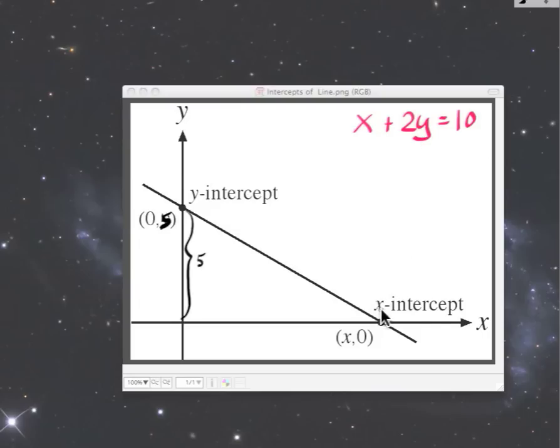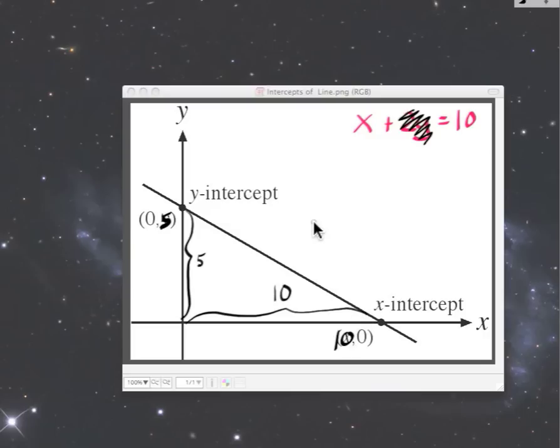I'm going to find the x-intercept by letting y equal 0. When I let y equal 0, this whole term simply vanishes. And I can read off what x is equal to in this case. X is equal to 10. And so this horizontal distance is going to be 10. And our x-coordinate is 10. So see how easy that is to graph a line when it's in what is known as standard form.